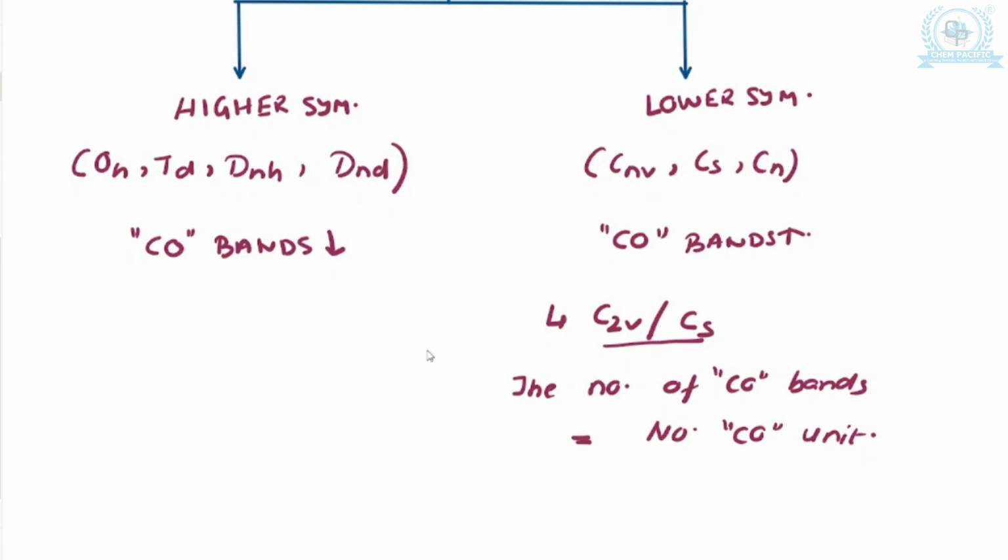So let's recapitulate. You have two types of symmetry, higher and lower. In the case of the higher, you have octahedral, tetrahedral, Dnh and Dnd. If the symmetry is higher, you will notice that the number of CO bands will be lower. Exactly the opposite happens when the symmetry is lower, Cnv, Cs and Cn: there will be more CO bands. And if the point group is C2v or Cs, always remember the total number of CO bands will be equal to the total number of CO units.